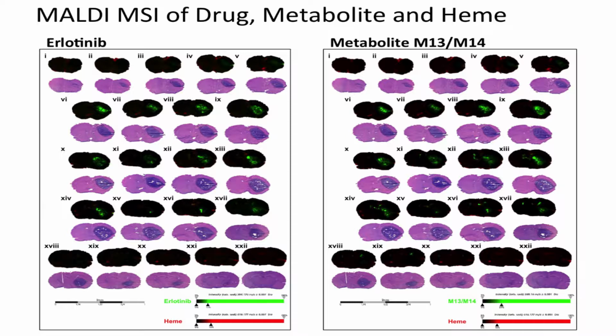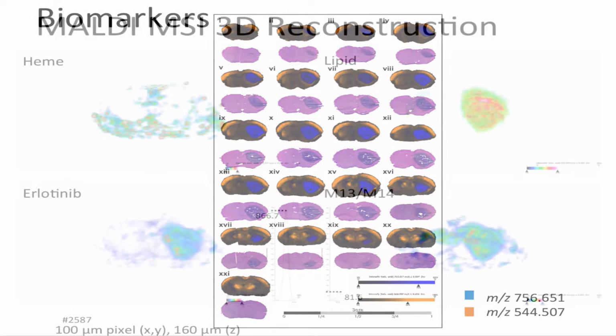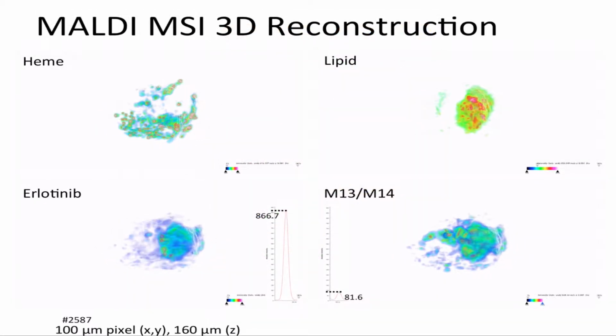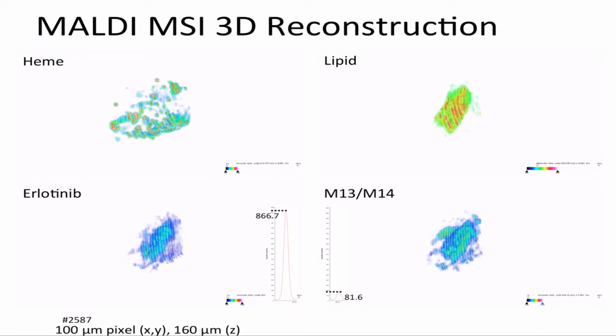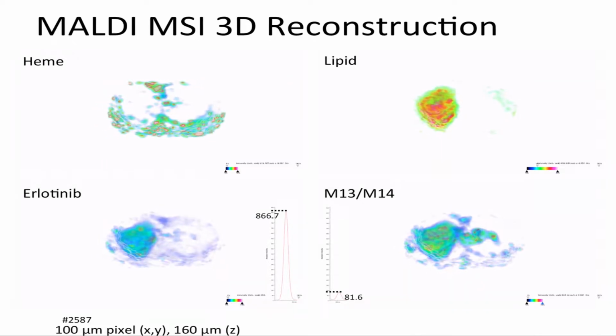So here you can look at the distribution of Erlotinib throughout the brain and the pharmacologically active metabolite M13, M14. But we can also tap into some of that data, some of those spectra, to look at some biomarkers. So in this case, we have what appears to be a lipid here that maps very well with the tumor, and we use another biomarker that maps with the normal brain. And what we do is a 3D reconstruction where we can look at the distribution of the vasculature throughout the brain, of the lipid, of the drug, and of the metabolite.